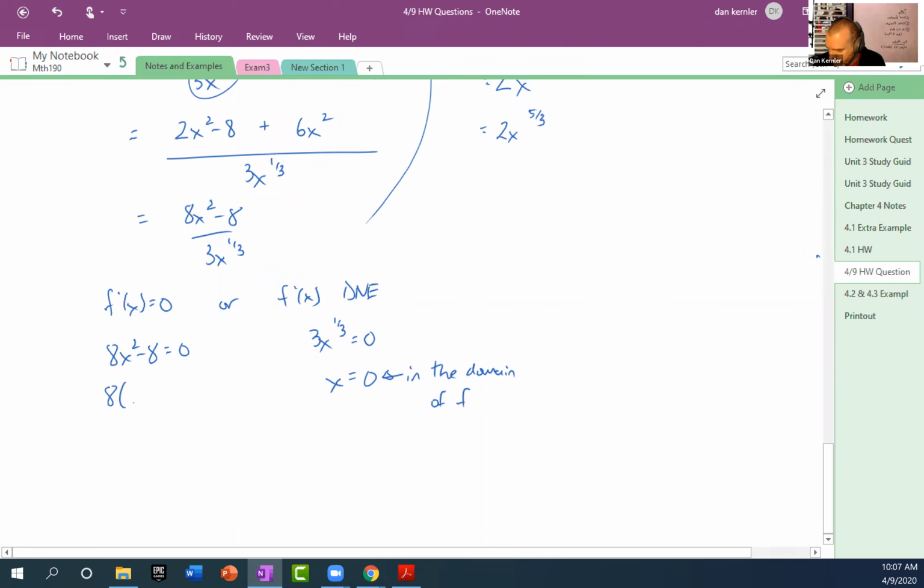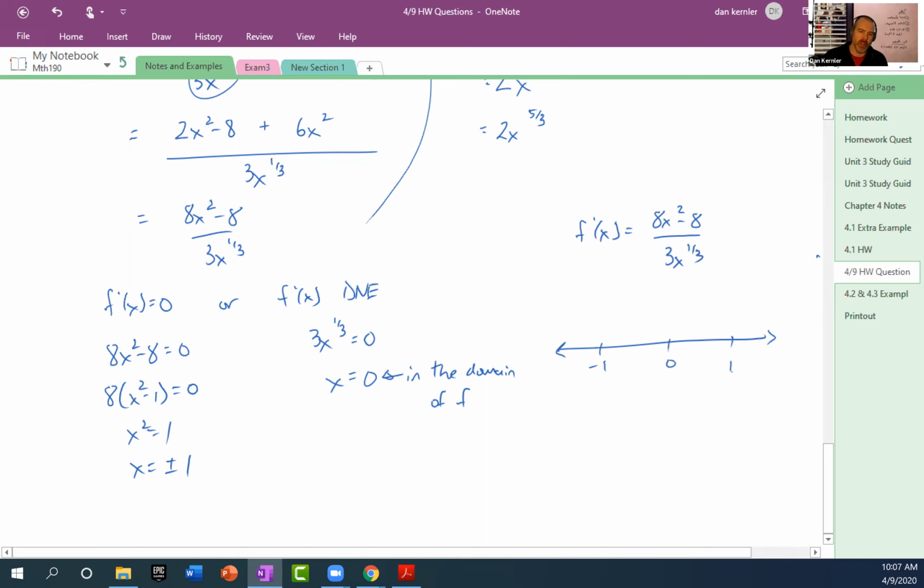All right, so we're going to factor out an 8 here for the other one. We get x squared minus 1. So x squared is equal to 1. And don't forget that means 2 of them here. X is positive or negative 1. I'm going to rewrite our derivative here: 8x squared minus 8 over 3x to the 1/3. And then we're going to have a derivative chart. We have -1, 0, and 1. So we have 4 different intervals we're going to have to test.